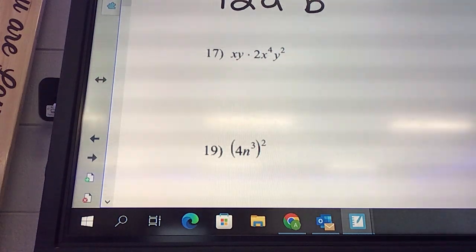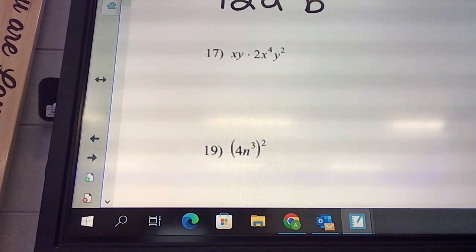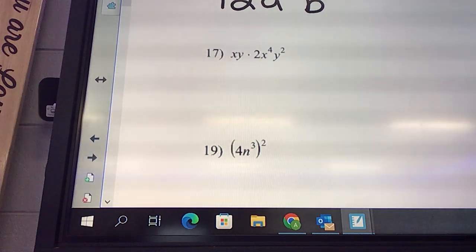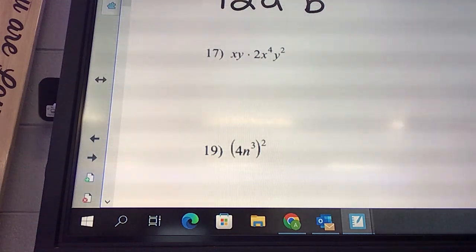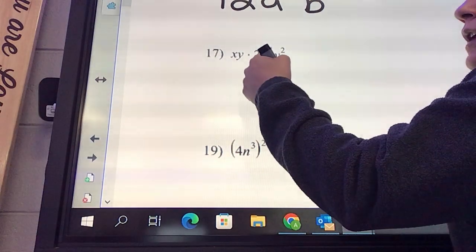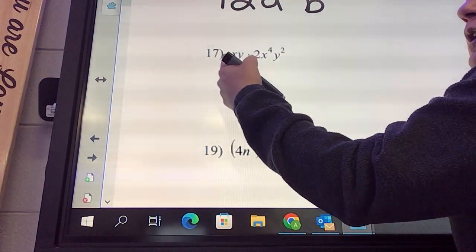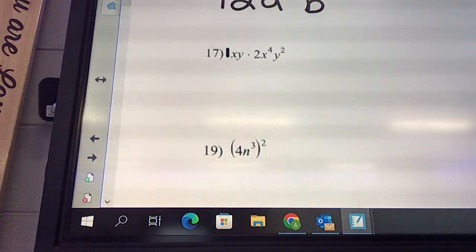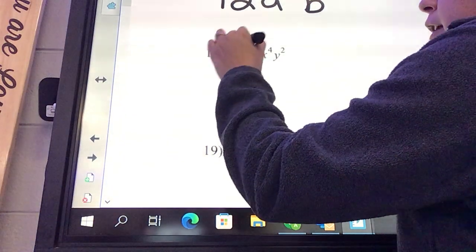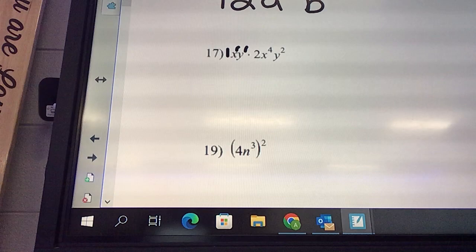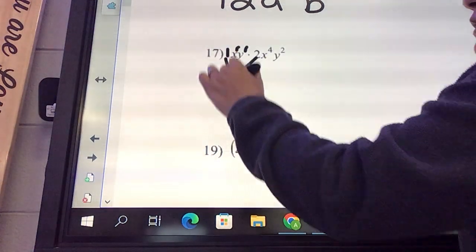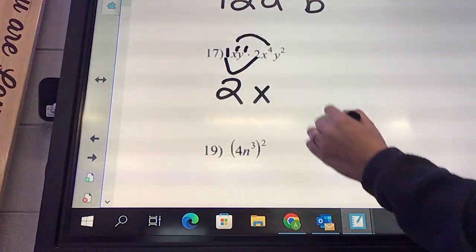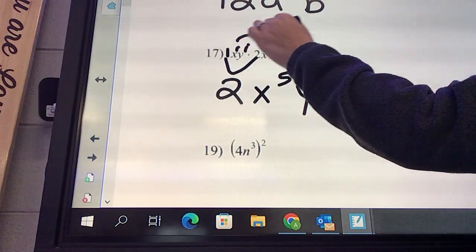Okay, if we were to fill in 1s, how many 1s can I put on 17? How many total? Okay, you can do 2 or you can do 3, okay? Because see how this one, the coefficient is 2, the big number is 2. Is there a big number on that one? No, so it's really a 1. And then every letter has a power of 1. Okay, so we could put the 1 and the 1 there. Okay, so 1 times 2 is going to be 2 x to the 1 plus 4. And then we get y to the 1 plus 2.